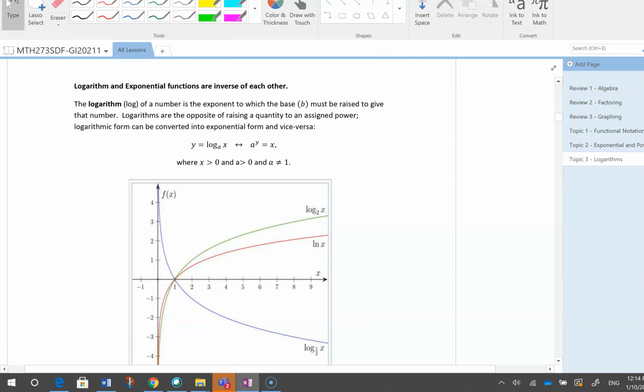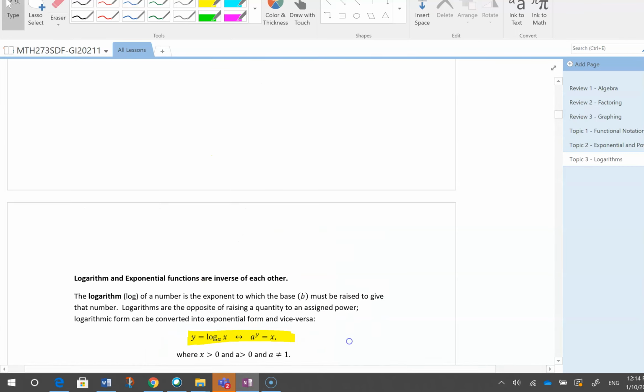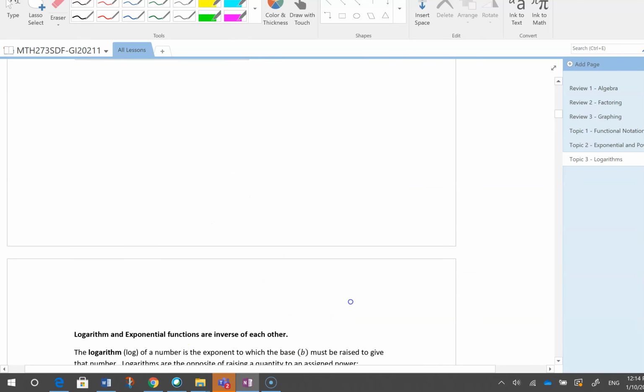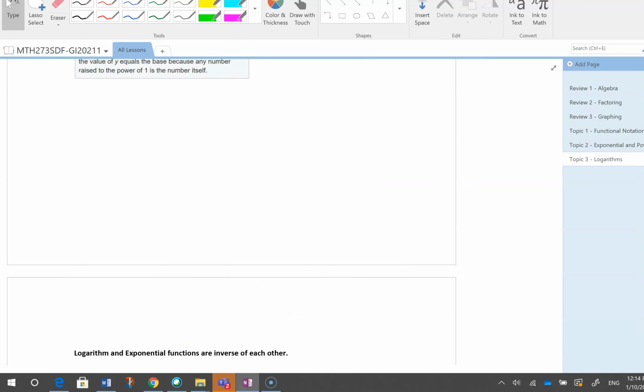Logarithm and exponential function are inverse of each other. What does that mean? A very, very important statement is here. I'd like to do it on this page and then continue, because there is no room here. If I learn this, I never forget it. The logarithm of x base a is y. What does this mean? It means a to the power y is x, because they are inverse of each other.